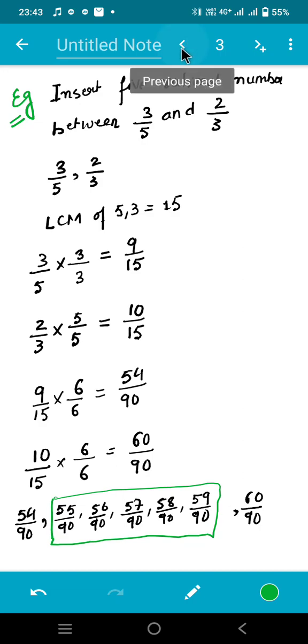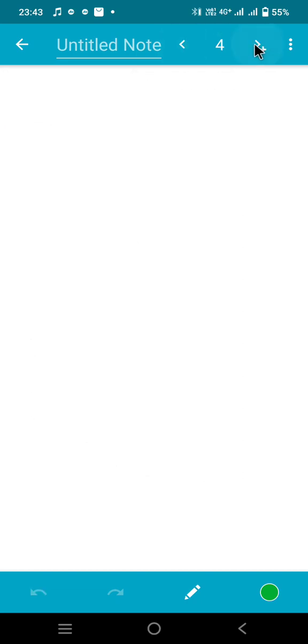So now let's move on to the last topic of today's session. So today's last topic is decimal representation of rational numbers.